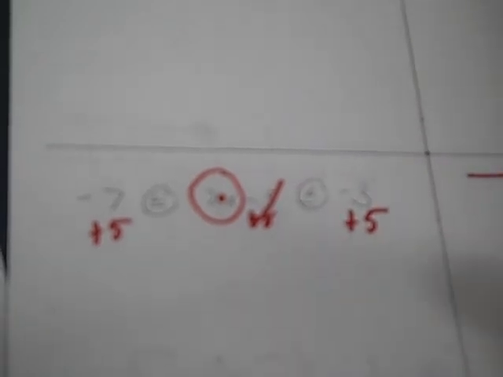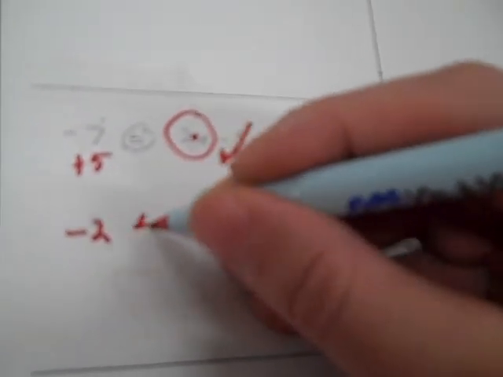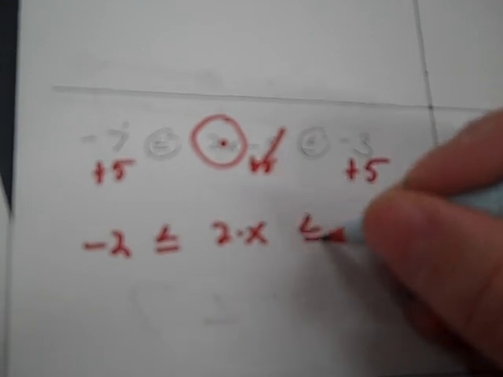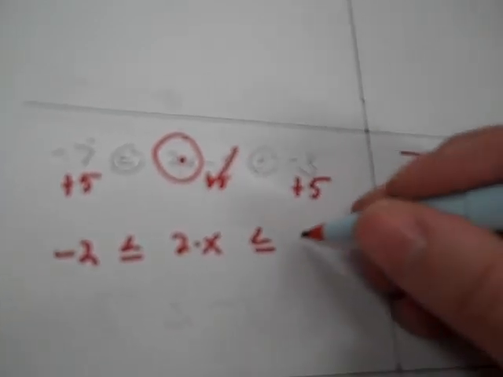Okay, got anything outside the circle? Yeah, a minus 5. So plus 5, and then we have to add 5 to the negative 7, and we have to add 5 to the negative 3. Okay, so negative 7 plus 5 is negative 2, and then the sign, 2 dot x, then the sign, and negative 3 plus 5 is 2. Okay.